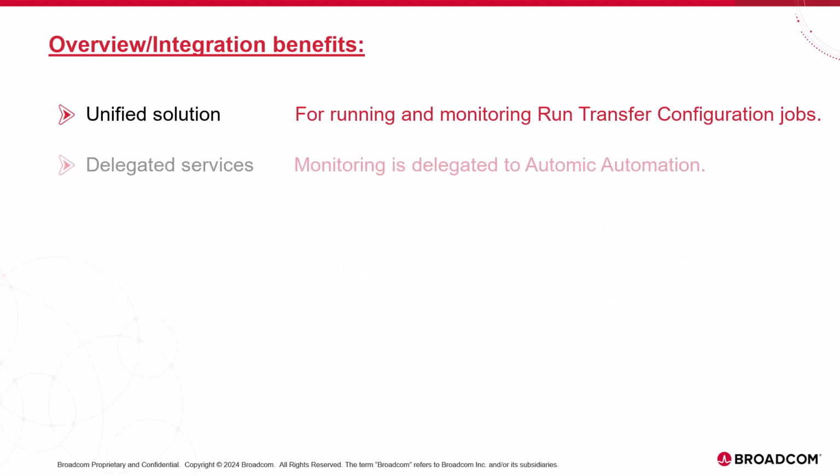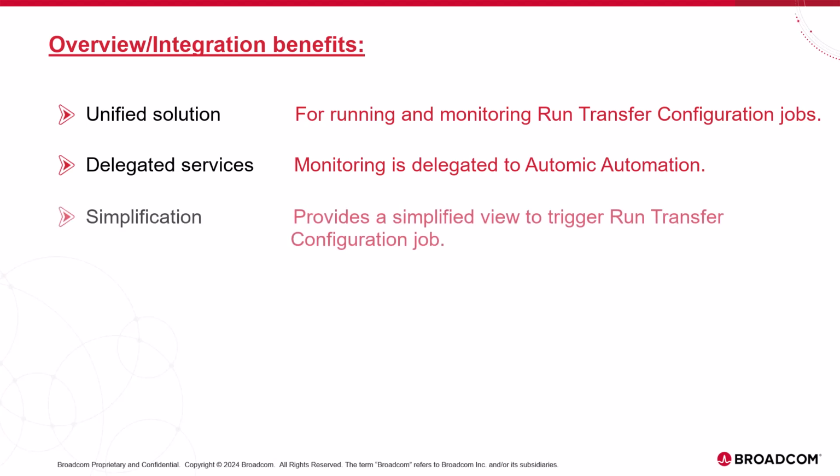GCP BigQuery's role is reduced to execute the jobs. All other functions, especially those pertaining to automation, are delegated to Automic Automation. This means that we don't have to log into the GCP BigQuery environment and keep on refreshing it by ourselves. Automic Automation manages all the execution and monitoring aspects.